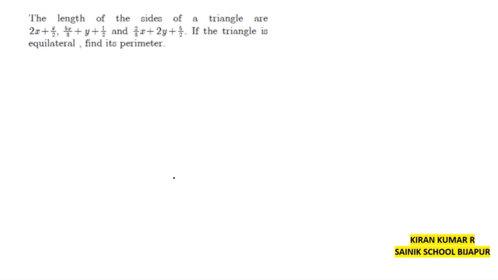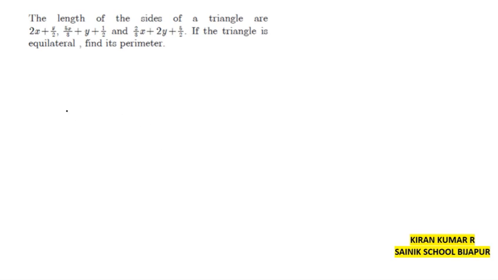Here the question is: the lengths of the sides of a triangle are 2x plus y by 2, 5x by 3 plus y plus 1 by 2, and 2 by 3 x plus 2y plus 5 by 2. If the triangle is equilateral, find its perimeter. Perimeter of an equilateral triangle is 3 times the side, but we don't know the side. We need to find the side. But we all know that in an equilateral triangle, all sides are equal.